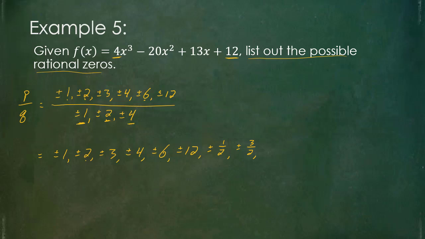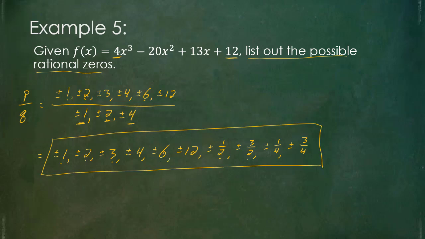Now we'll move on to the over 4. So plus or minus 1 over 4, that's a new number. 2 over 4 is 1/2. I've already got that one. 3 over 4, that one's new. 4 over 4 was the same as 1. Already had that. 6 over 4 is the same as 3 over 2, so I already have that. And then 12 over 4, that's the same as 3. I've already got that. So my list of possible rational zeros to try synthetic division with are essentially that long list.